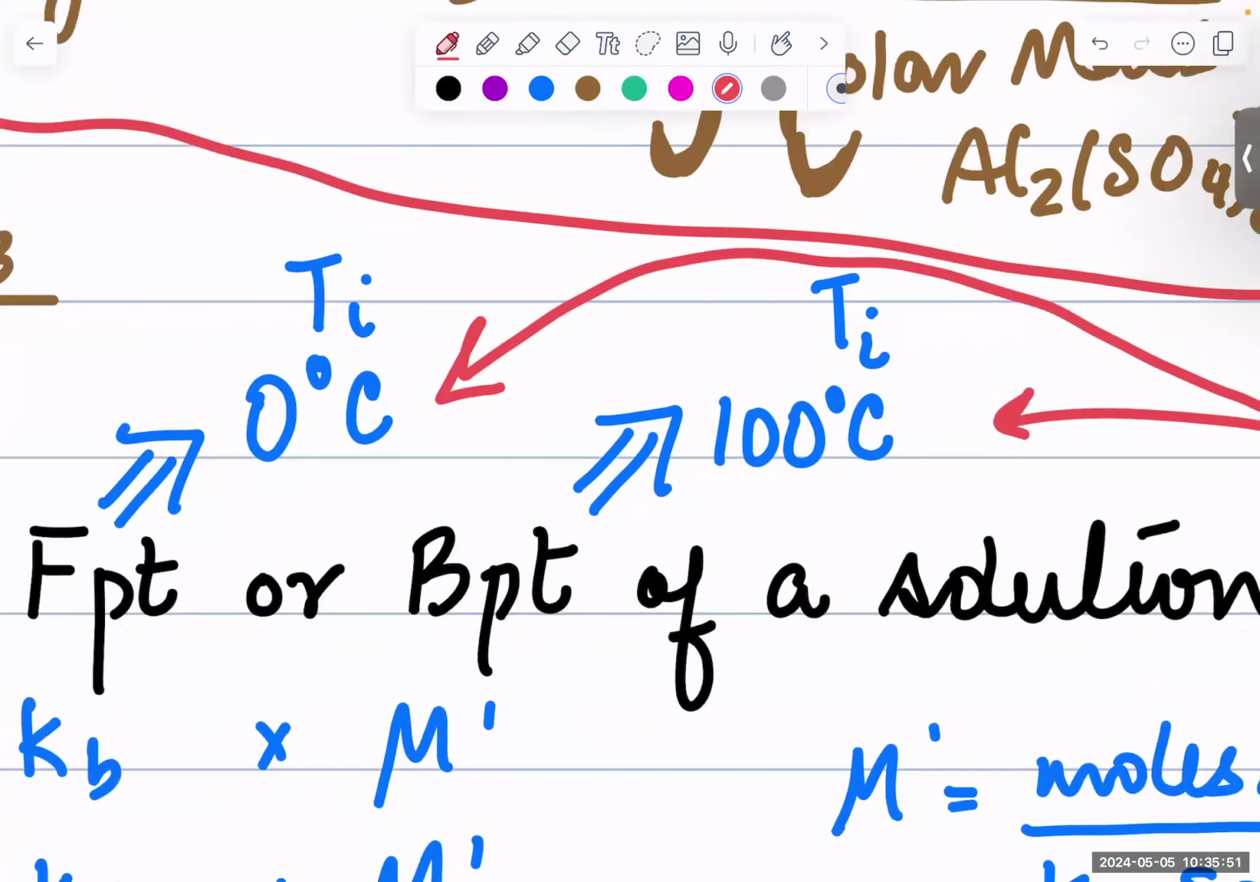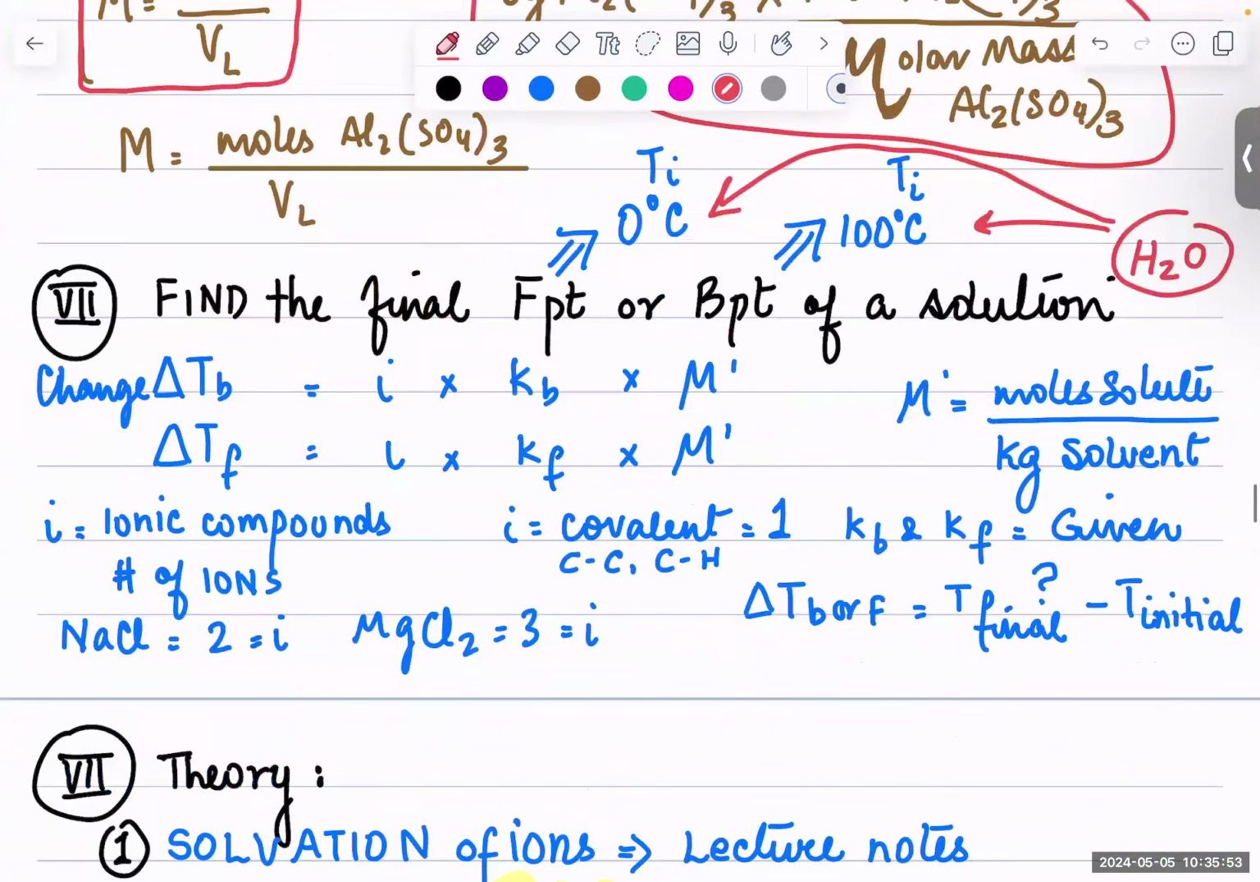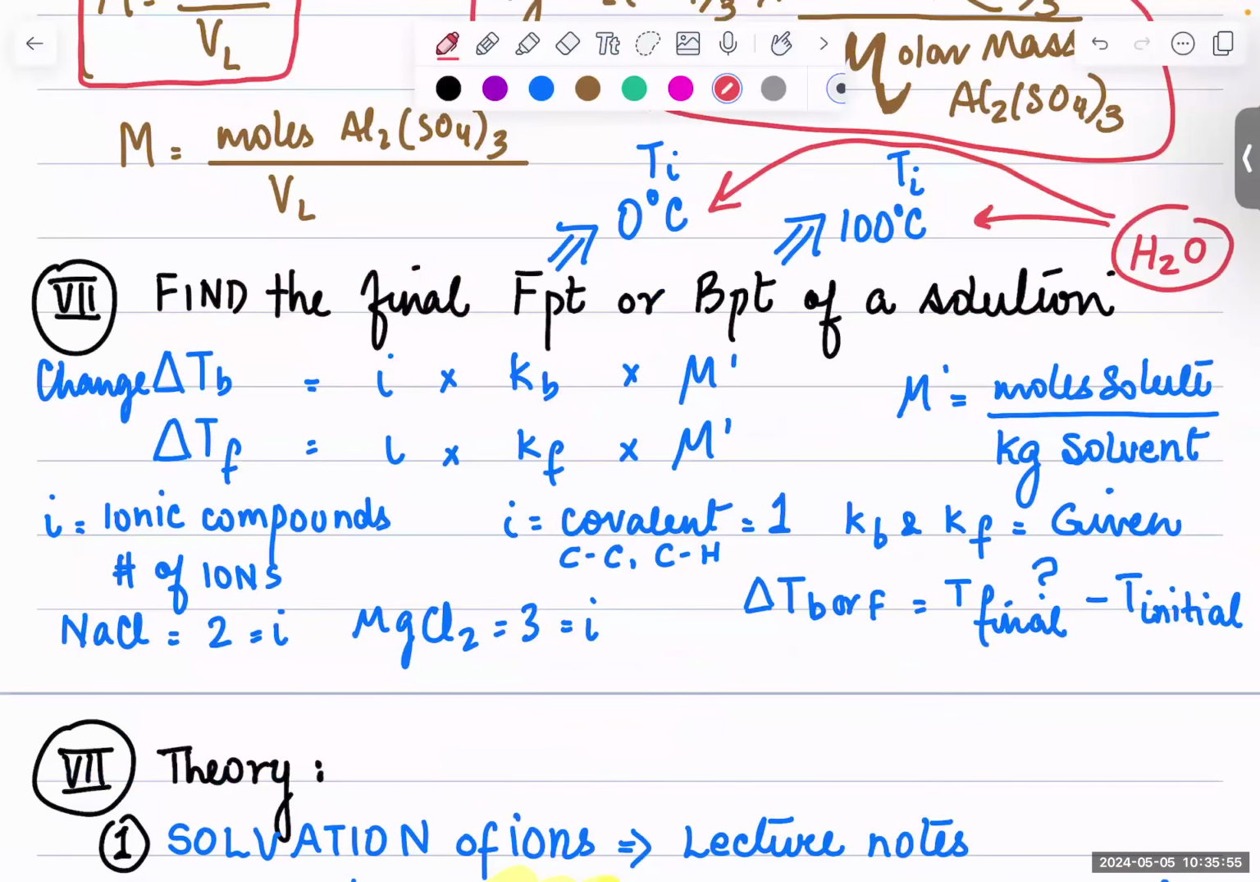These are the initial values, T initial values. Now, like I told you, the formula given in the book is not correct. So make sure you write the right formula, which I have shown you here. The change in temperature, if we are talking about the freezing point, you use delta TF. If you're looking at boiling point, you use delta TB. Now very important is the value of i, which is missing from the book.